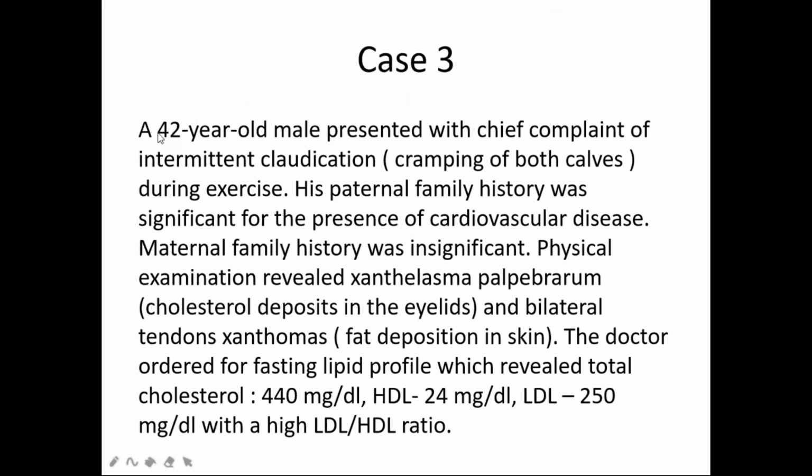So here in this case, a 42 year old man presented with a chief complaint of intermittent claudication during exercise. Now, family history: there is a significant paternal family history, with the presence of cardiovascular diseases in some of the family members, and the maternal family history was insignificant.